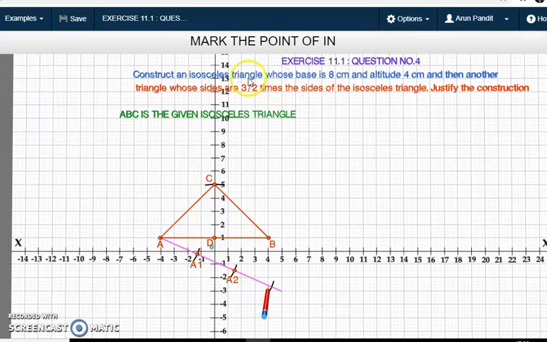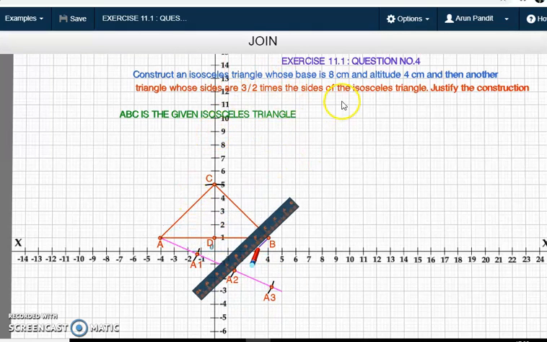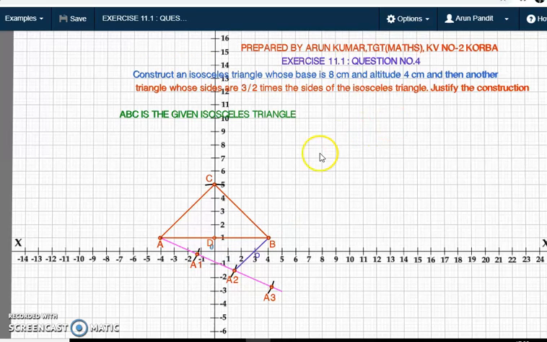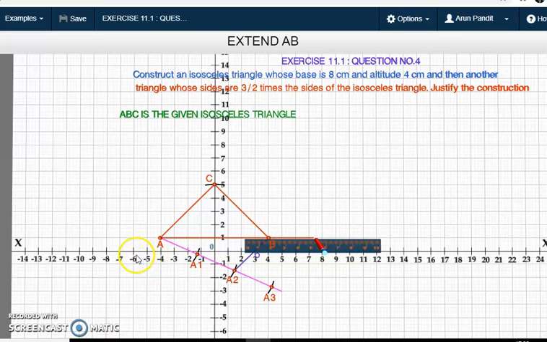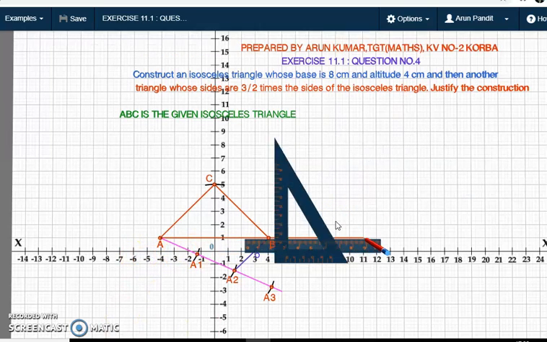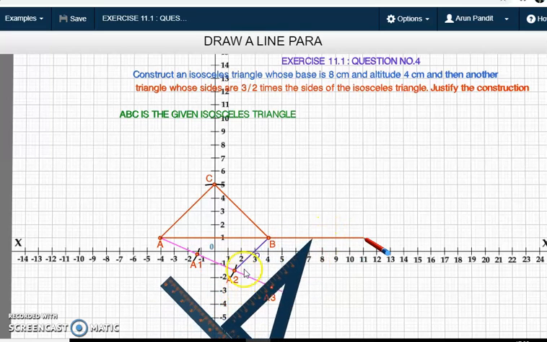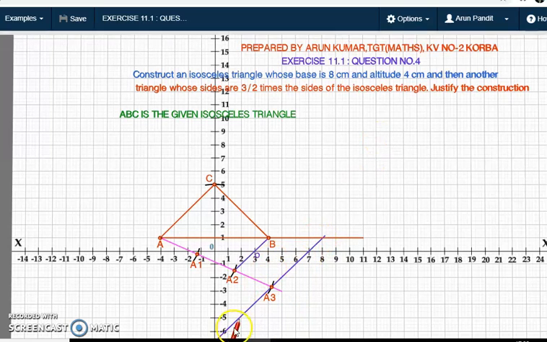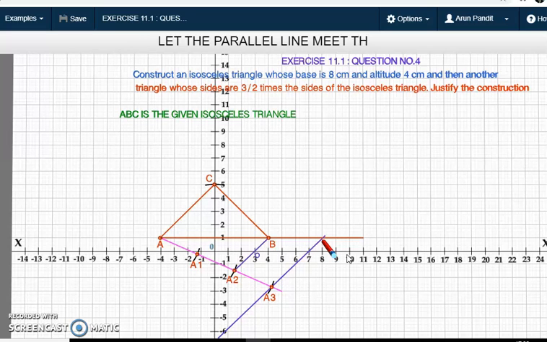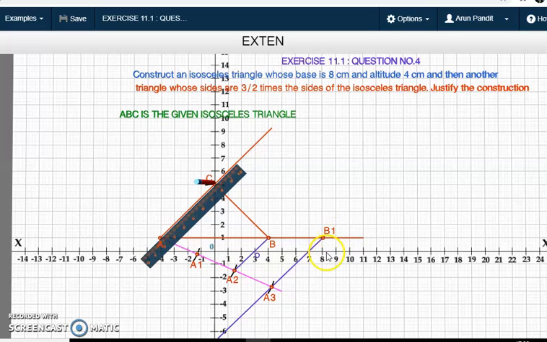As the denominator is 2, so you join A2 to B. Now with the help of a set square, you have to draw a line parallel to BA2 passing through A3. A line passing through A3 parallel to it has to be drawn. So you extend line segment AB. See how the set square comes in, this scale is fixed. Now it is easy to draw a line parallel to BA2 passing through A3.